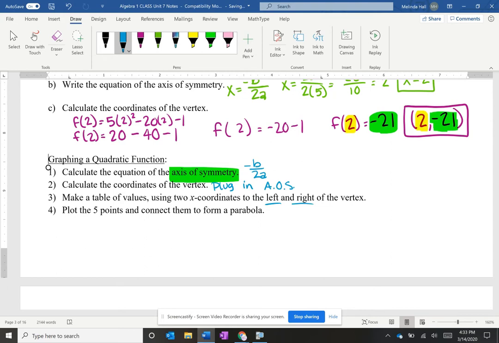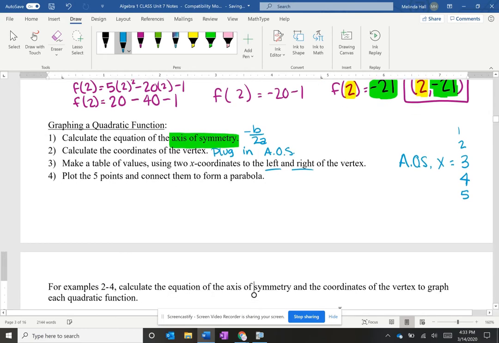So just kind of an example, if I said my axis of symmetry was at, let's say, x equals, I don't know, 3, then that means in your table you'd want 2 and 1 and 4 and 5. You're just picking numbers that are directly above and directly below wherever your axis of symmetry is. Okay?